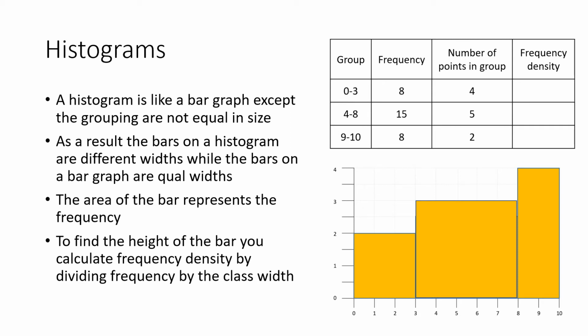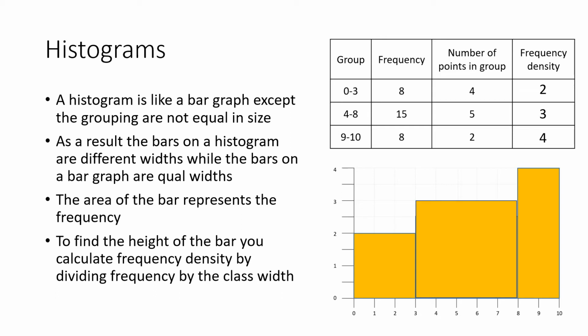People, for example. So to work out the frequency density, we simply work out the number of things that fall into that category, which is the frequency, and we divide it by how many points on the x-axis are included in that category, which is the number of points in the group. And if we do that, the frequency densities come up as 2, 3, and 4.